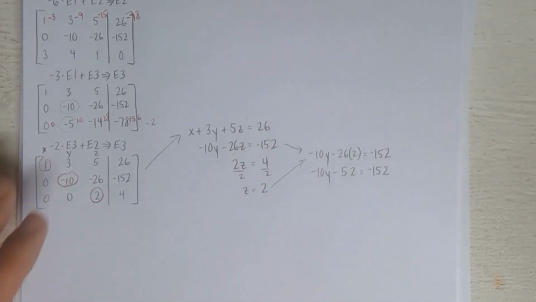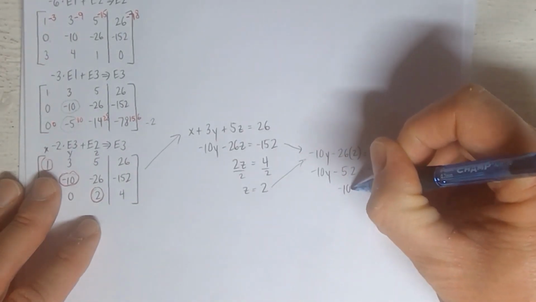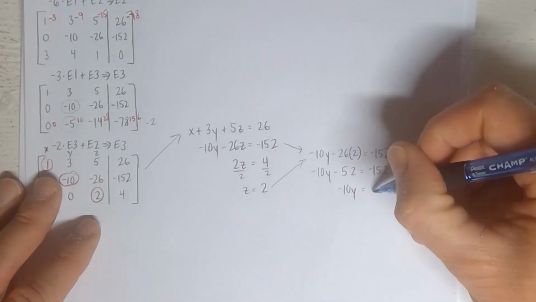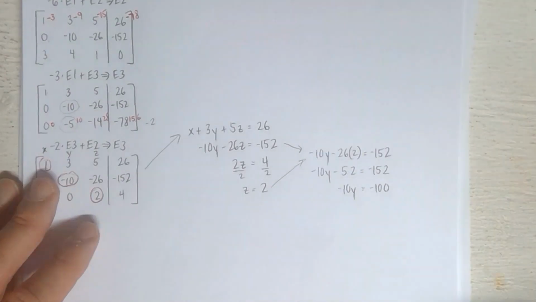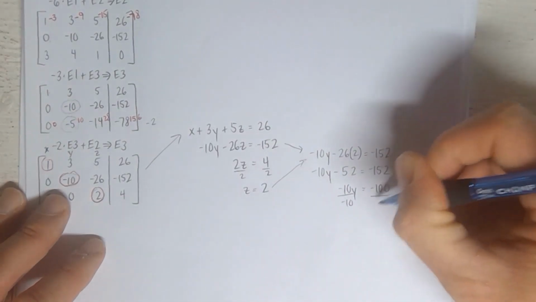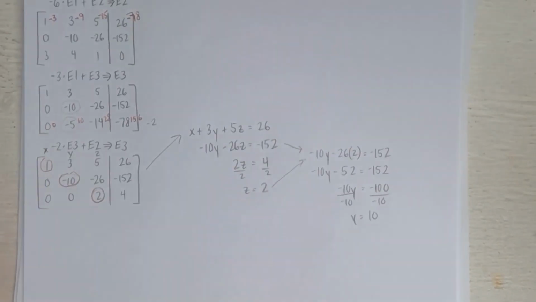And then we solve for y. How do we do that? We add the 52 over to the other side. Negative 152 plus 52 is going to be equal to negative 100. And so then after I divide out, I get y equal to 10. Okay, we're almost there, you guys.